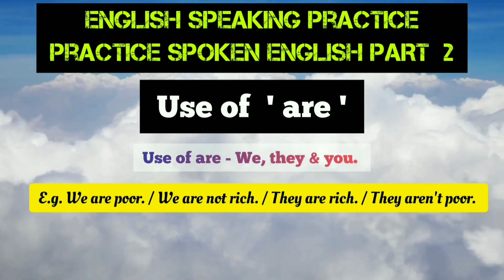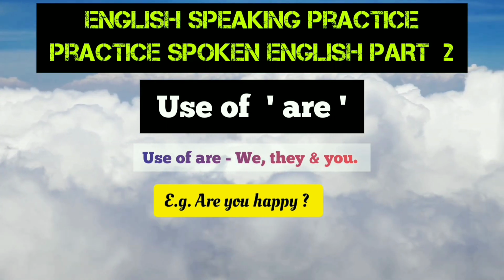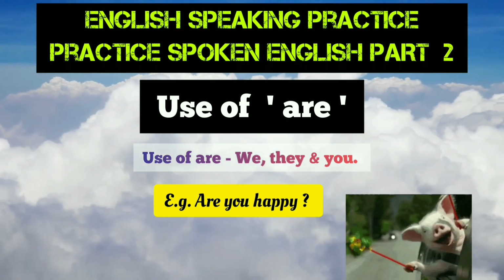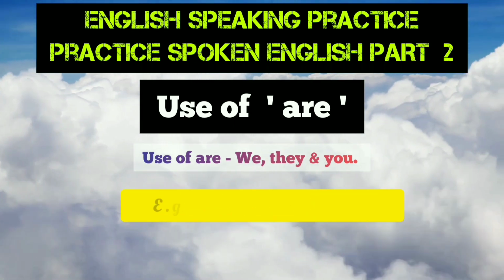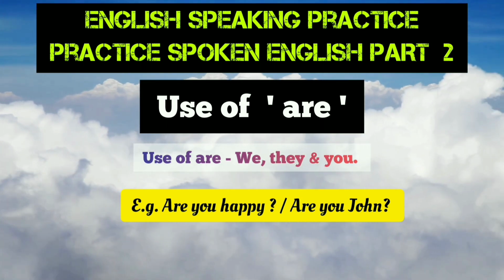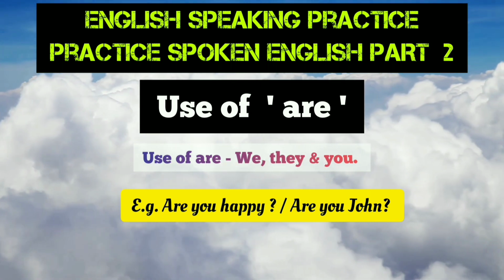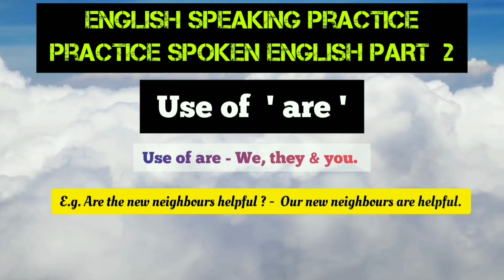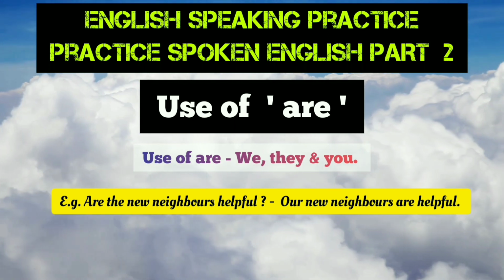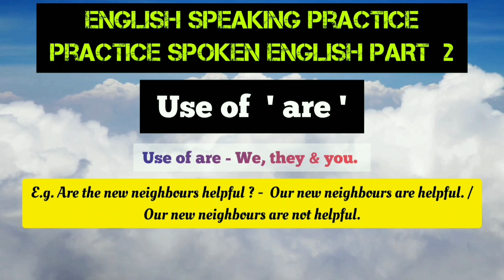And after that you can also use are to ask questions. As you see next sentence, you can ask the question like this way to second person, are you happy? And you can confirm someone's name, are you John? So like this way you can make interrogative sentences, right? Apart from that, you can also use are to make more interrogative sentences. As you see, are the new neighbors helpful? Our new neighbors are helpful. And obviously you can also make more negative sentences, our new neighbors are not helpful or aren't helpful.